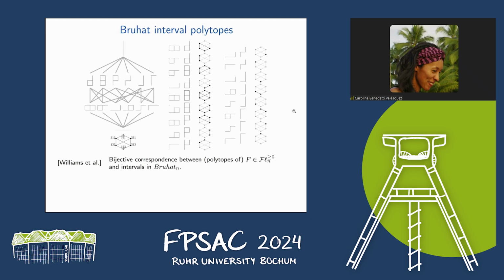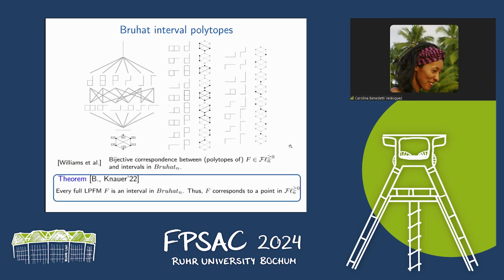And the reason we know that each one of these full flags is a point in the non-negative flag variety is because there is a bijective correspondence between points in the non-negative full flag variety and intervals in the Bruhat order. This is work of Lauren Williams and her co-authors. And so in this case, we managed to prove that every polytope that comes from a full flag of lattice paths is an interval in the Bruhat order. And because it's an interval in the Bruhat order, the result above tells you that it's a point in the non-negative flag variety. And again, what this means is that each one of these full flags can be thought of as coming from a matrix in which the top i rows represent a positroid. But we did this via the polytopal perspective.